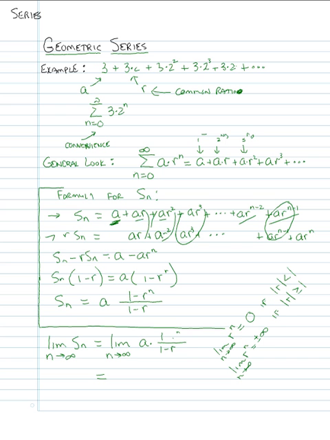So when we look at this limit, it exists only in this case. That is, this limit is A times 1 minus 0 over 1 minus R, provided the absolute value of R is less than 1. If the absolute value of R is not less than 1, then we have 1 minus infinity or negative infinity, and so the limit would not exist. And if we simplify this, this is A over 1 minus R.